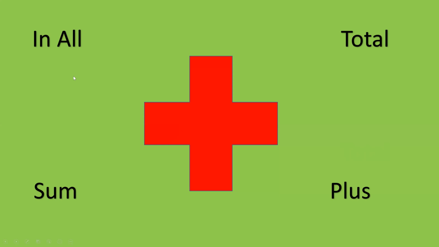Now let's do some addition words. In all, total, sum, plus, and all together. Each of these words tells us that we need to add when we see them in a word problem. So when we see in all, total, plus, sum, and all together, we know that we need to add our problem.